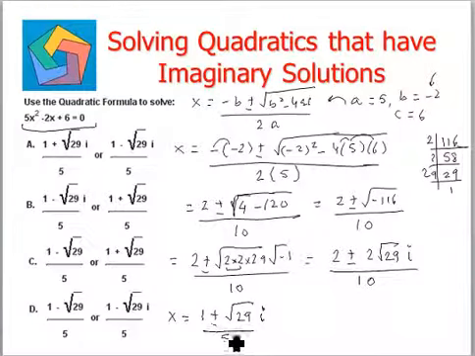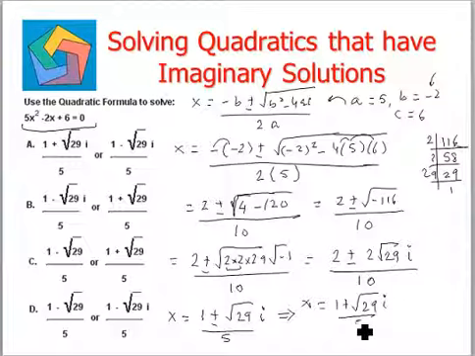It cannot be simplified further. Therefore, x equals 1 plus root of 29 i by 5, or 1 minus radical 29 i divided by 5. This is our final answer and can be seen in option A.